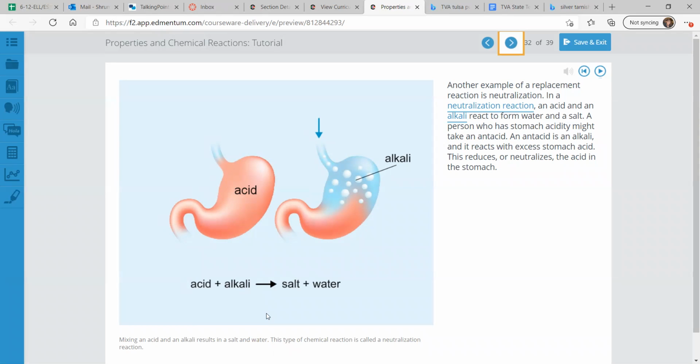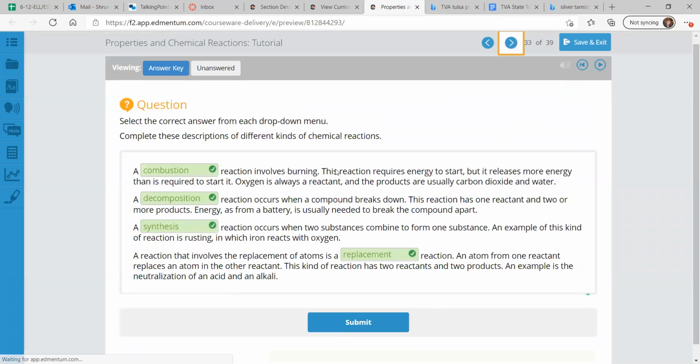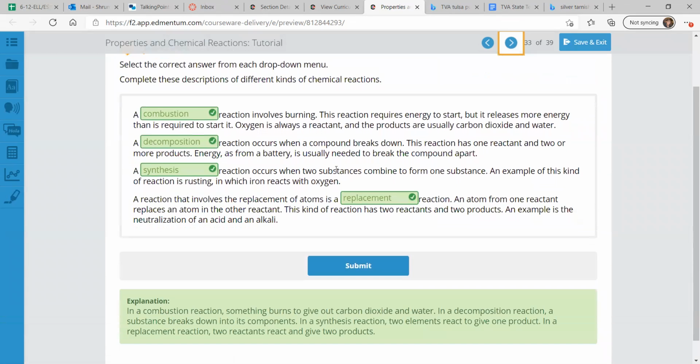A person who has stomach acidity might take an antacid. Those antacids are alkalis, and they react with excess stomach acid. The alkali mixes with the acid, and this reduces or neutralizes the acid in the stomach. So this is neutralization, if you need some stomach relief.